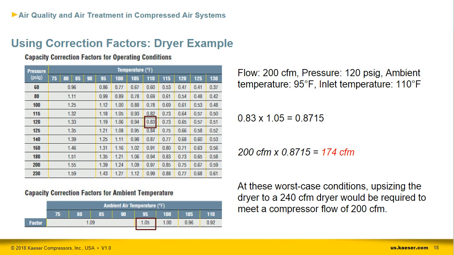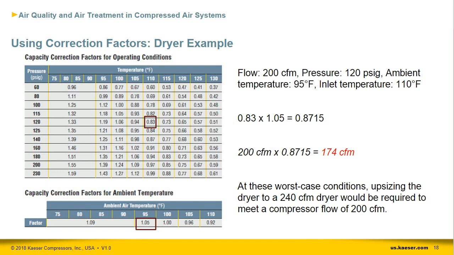So what do you do with these two factors? Well, in this case, we multiply them together, and you get 0.8715. You can tell an engineer wrote this PowerPoint here. So what does this mean? It means that at these conditions, the dryer will only have about 87% of its nominal rated capacity to dry the air to the specified dew point.